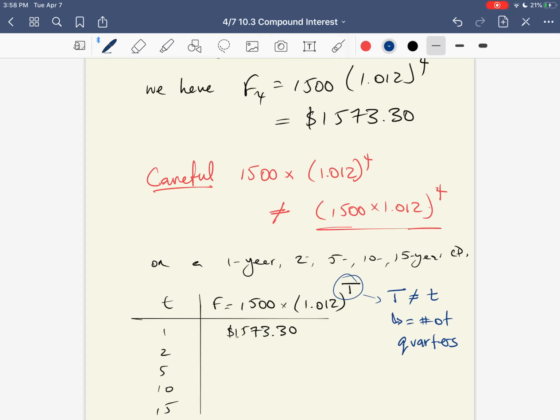So maybe it would even be better if I make a column that's T, and that's going to be 1, 2, 5, 10, 15, and then the number of quarters. So if there's 4 quarters in a year, we can just multiply these by 4. So that's 4, 8, 4 times 5 is 20, 4 times 10 is 40, 4 times 15 is 60. And now when we put these in, these are 1,500 times 1.012 to the 8.